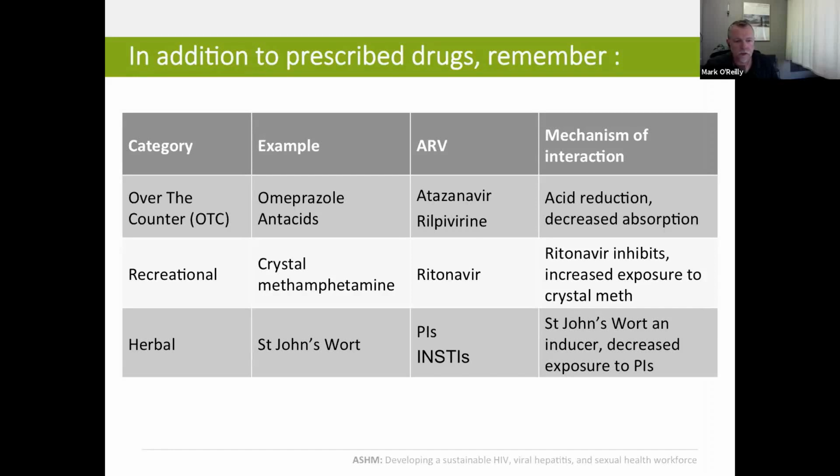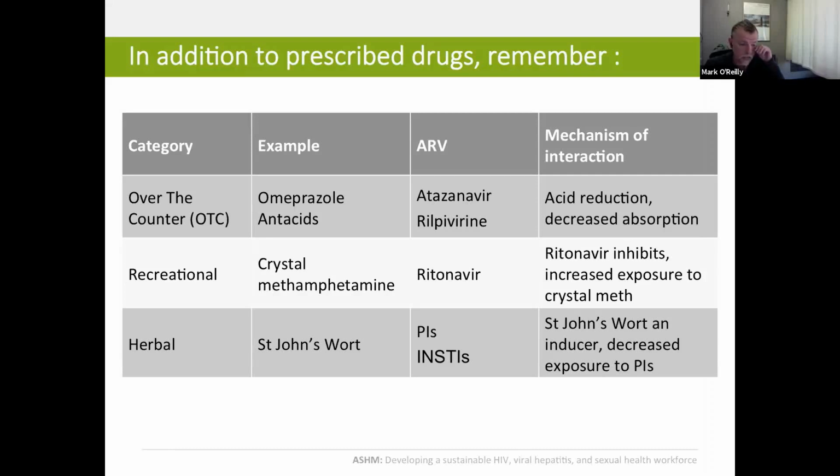Now, there are other drug interactions, so we need to consider over-the-counter medications, recreational drug interactions, and interactions with herbal medications. So if we're looking at over-the-counter medications, we need to be thinking about things we can get like some of the proton pump inhibitors or antacids, and they can interact with and reduce the absorption of atazanavir and rilpivirine by reducing acid within the gut, and the pH changes are then associated with reduced absorption of those drugs.